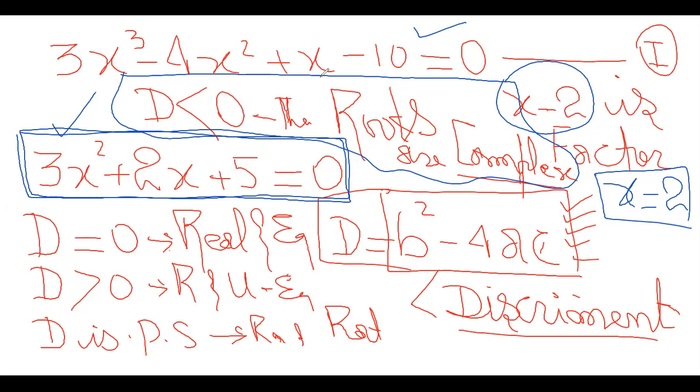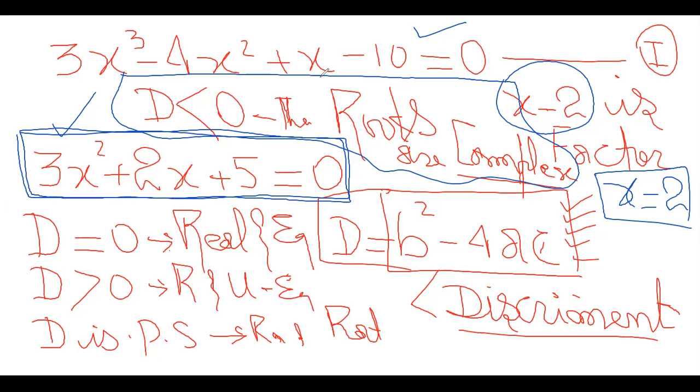Minus 4ac. A is 3, and then c is 5. And then 4 times 3 times 5 is 60. And then negative 6. So it's negative 56, which is less than 0.